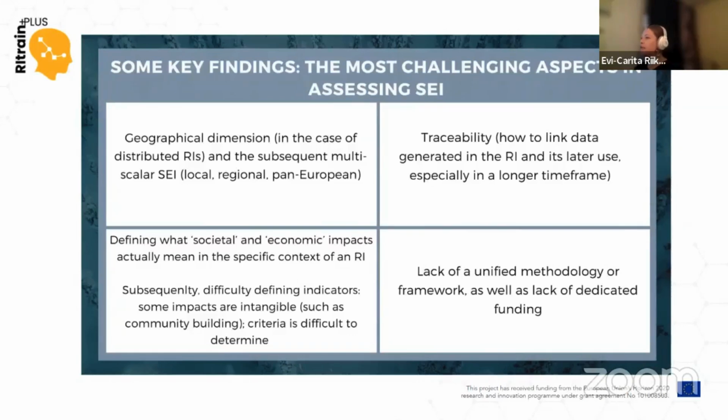They also said that defining what societal and economic impacts actually mean in the specific context of the RI was problematic. And subsequently, the indicators became quite difficult to define because some impacts are intangible, such as community building. So criteria becomes quite difficult to determine. And they also mentioned that there's a lack of a unified methodology or framework, and also a lack of dedicated funding. These were the main challenges.